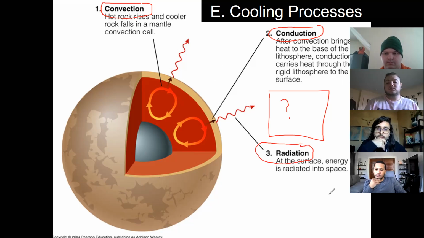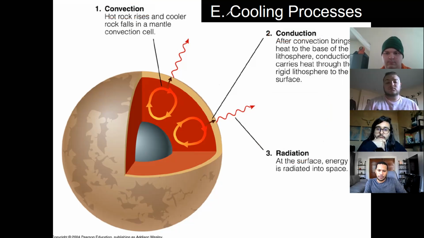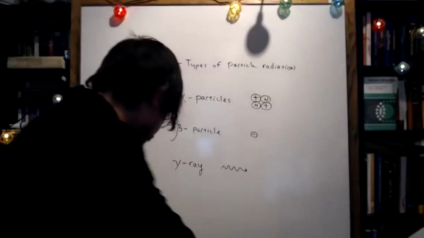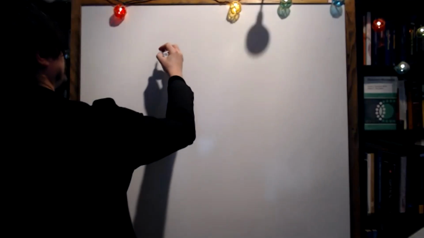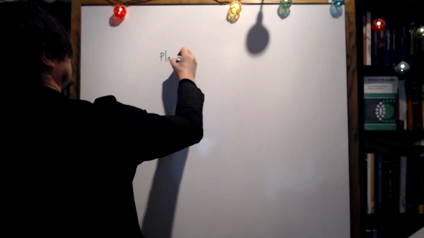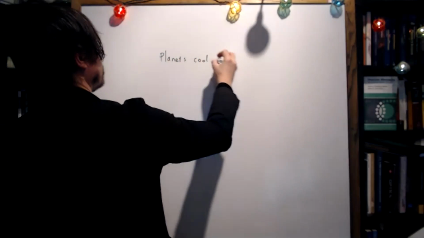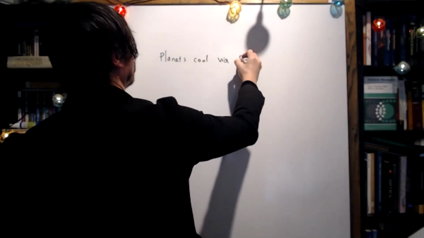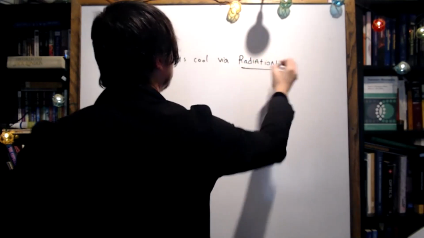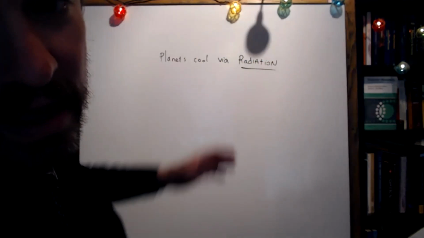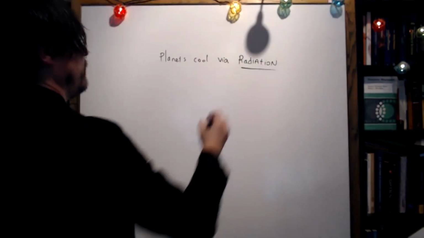Why don't we do a little problem on that so you can imagine how Earth cools down, okay? Let's imagine Earth as a hot rock in space. And let's write this note down. Planets cool via radiation. And I'm not talking particle radiation like I just irradiated myself with. I'm talking about electromagnetic radiation.